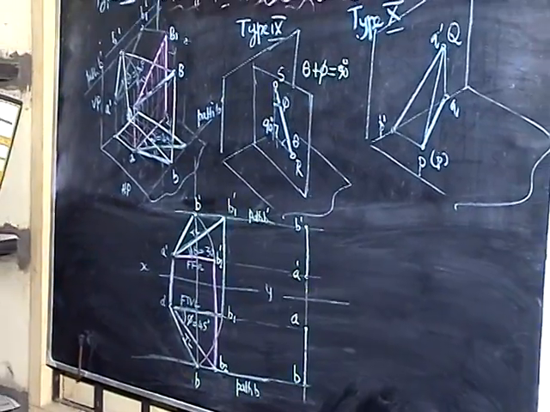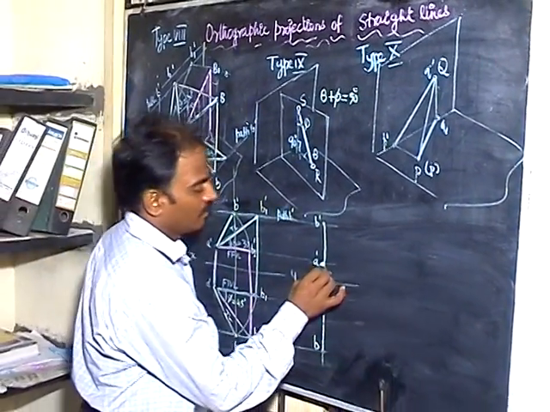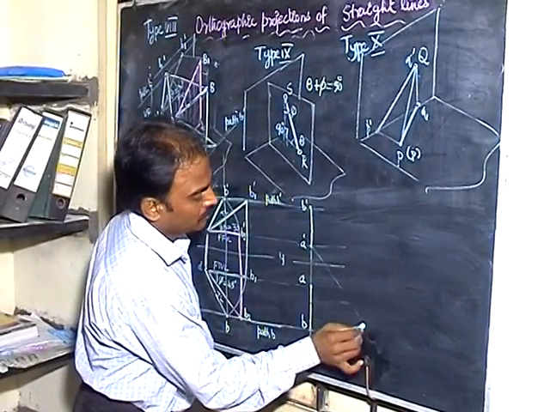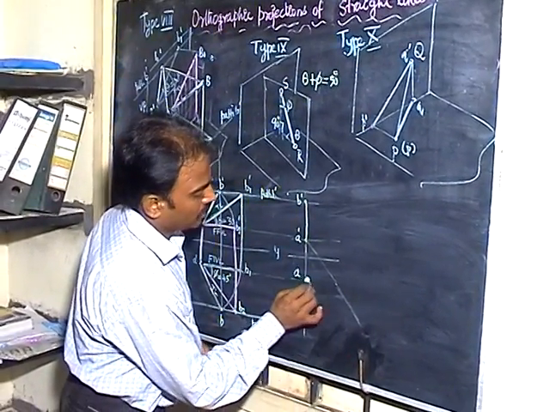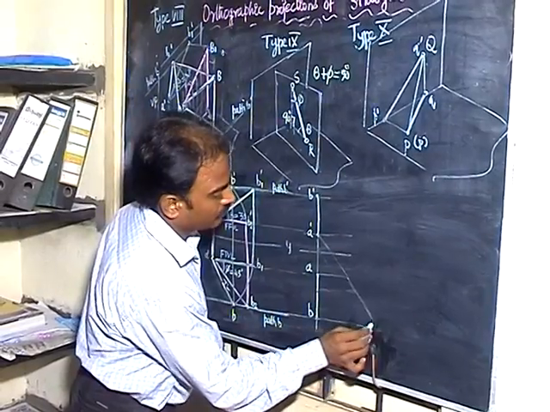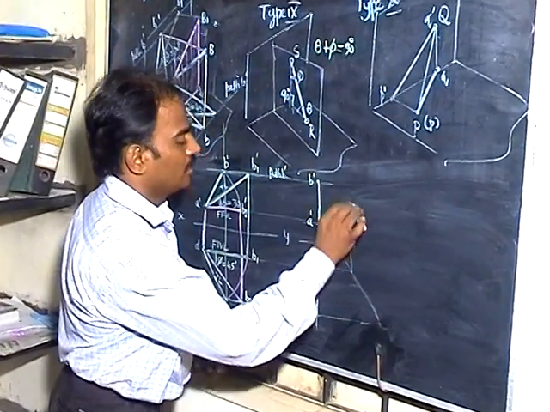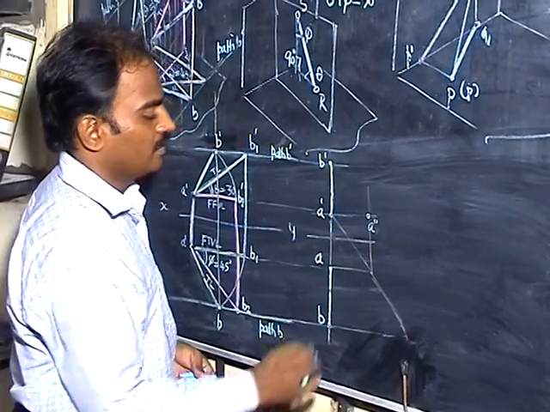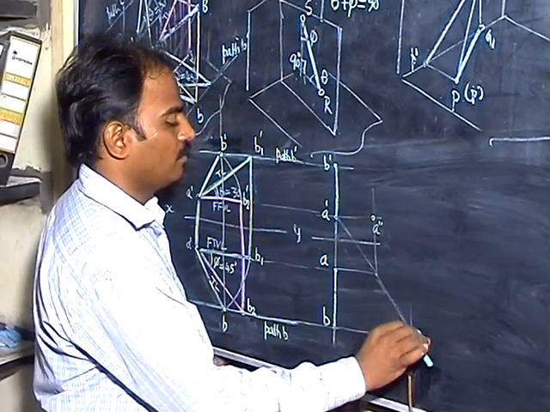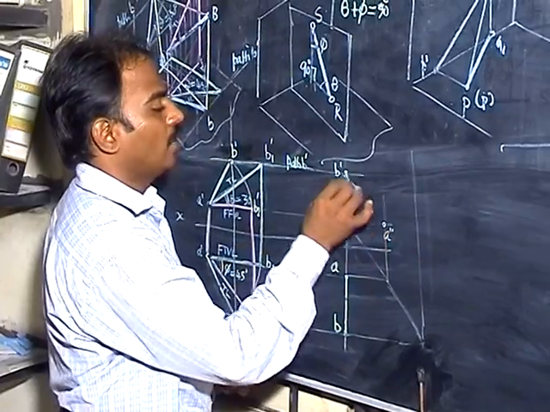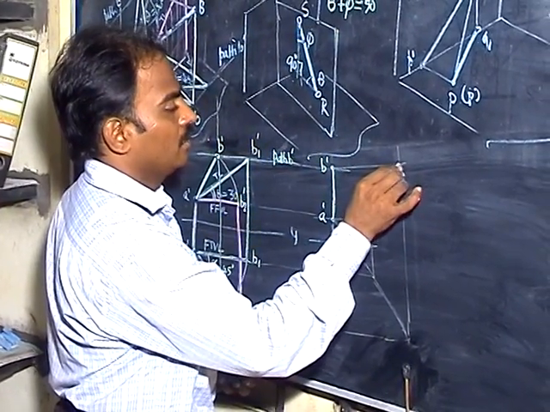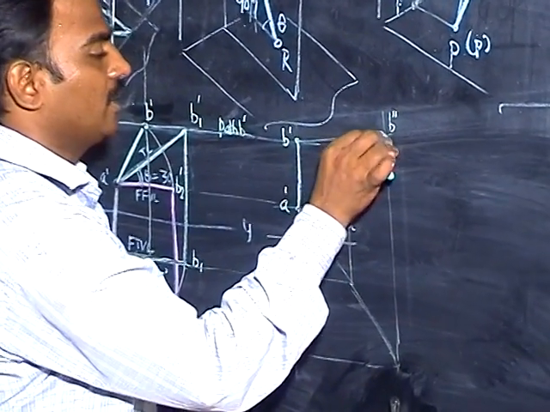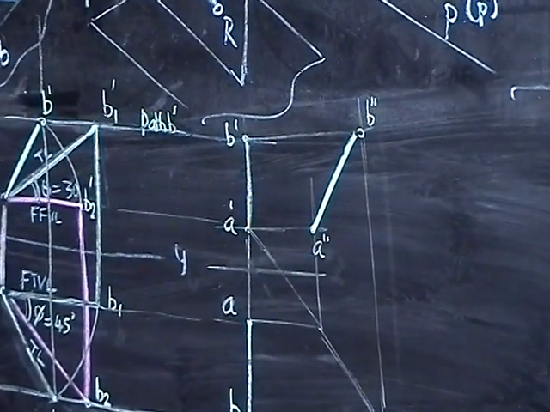How do we get the true length then? It's very simple. Draw one 45 degree line. Try to project this line on the 45 degree line. This locates the location of A. You can make it as A double dash. If you bring this line, it locates the location of B. You can put this as B double dash. You join this A double dash, B double dash. This will give you the true length.